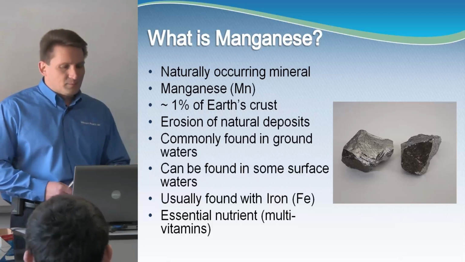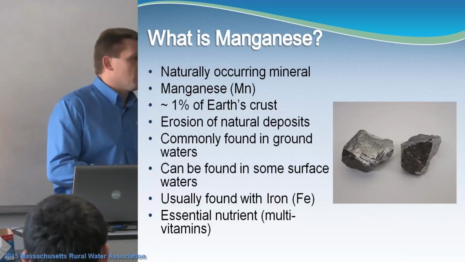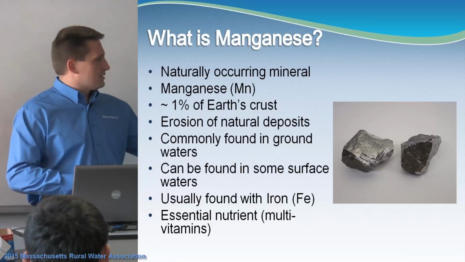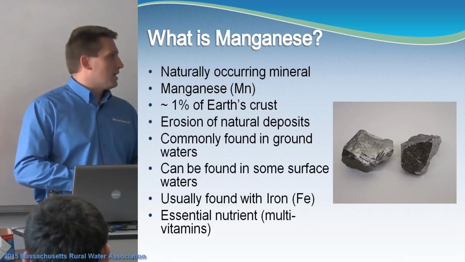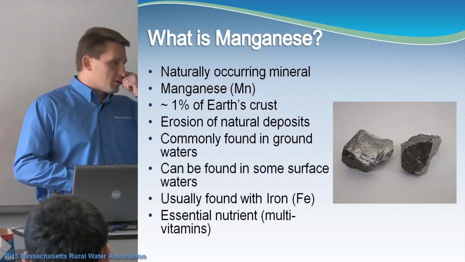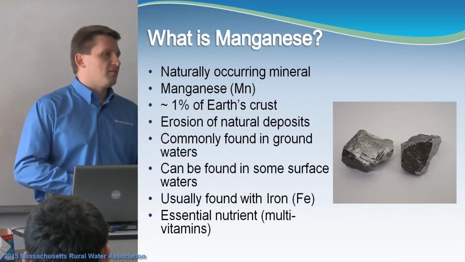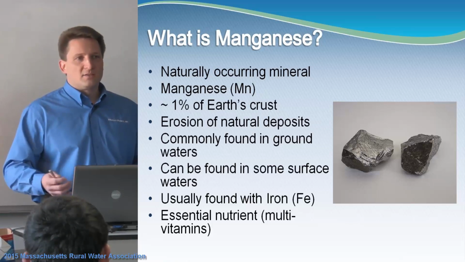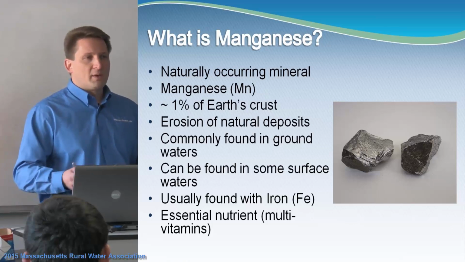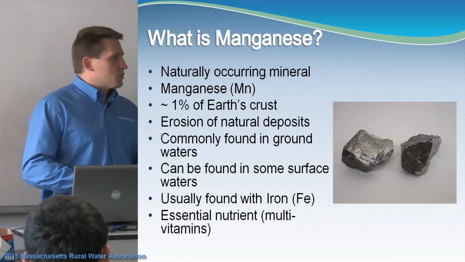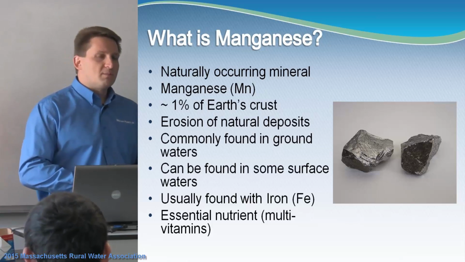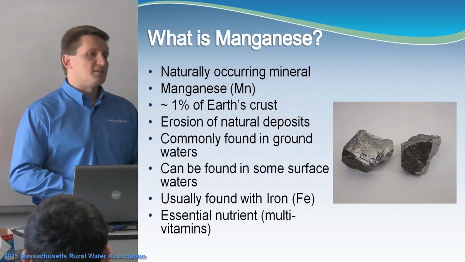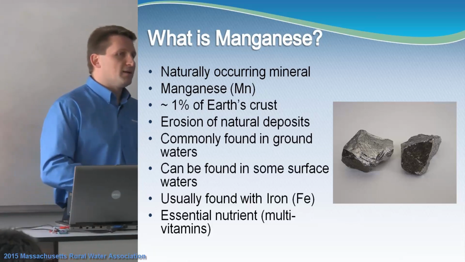What is manganese? Manganese is a naturally occurring mineral. Its chemical symbol is Mn, and it comprises about 1% of the Earth's crust. And you guys in the drinking water supply understand concentrations, so milligrams per liter. If 1% of your water sample was manganese, that would be a concentration of 10,000 milligrams per liter. So that's a pretty big number.